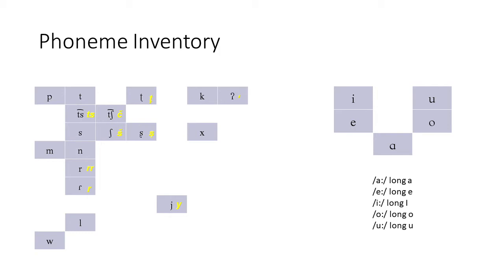So after the first row, we see t and ch. Then there's s, sh, sh, and h. Those three S variants might need a little more practice to really distinguish hearing from them, but they are different and they are important to know the difference. So m, n, r, r, y, l, w. So those are the consonants.